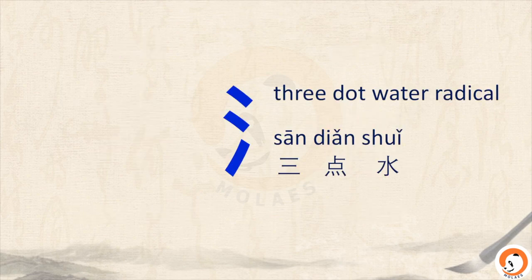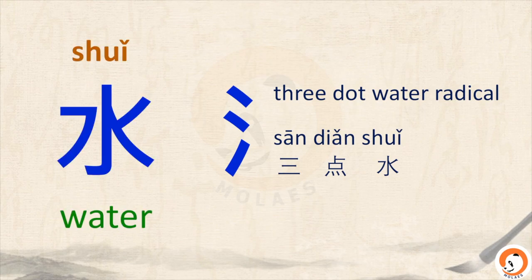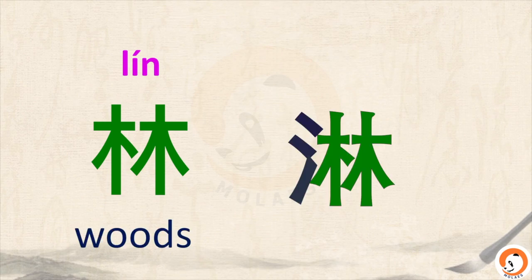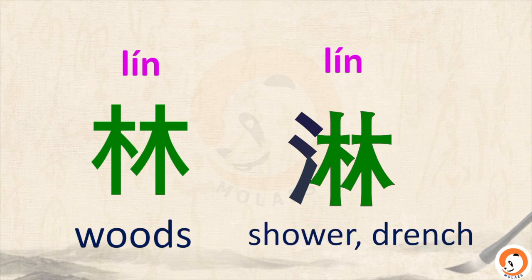Now let's have a close look at the three-dot water radical. We call it 三点水. And this radical has no sound. It's derived from pictogram character 水 water. This character 林 is ideogram. It contains two trees, means woods. Now let's look at this character. It's 林 plus three-dot water. Now we can have a guess how to pronounce it. Yes, it is 淋. It means shower or drench.